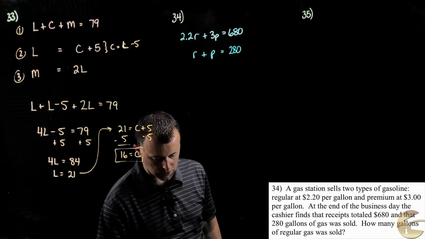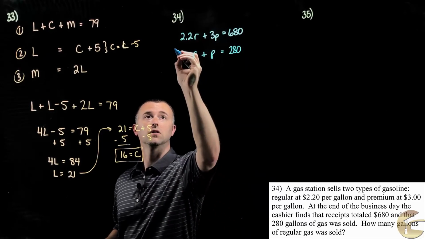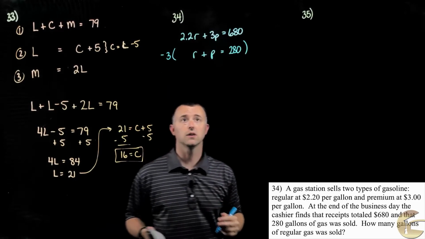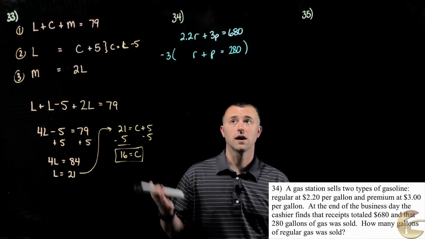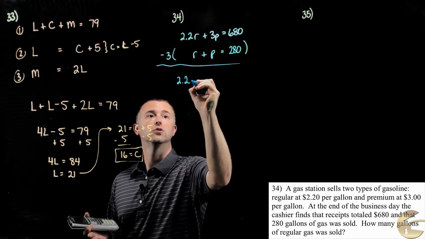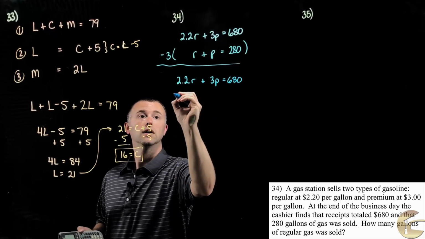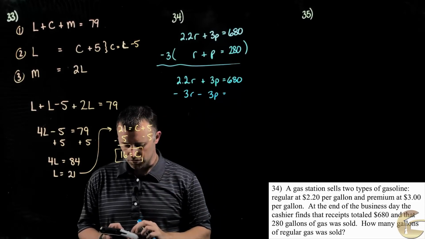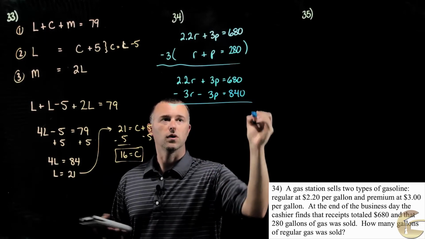So now what we're going to do is we're just going to solve this. Figure out what method you want to use. I'm going to use the elimination method, and I'm going to solve this by multiplying this second equation by -3. That's going to allow me to eliminate the P. And they want you to solve for R anyway, so that's even better. That's going to leave me with these equations written in terms of R. So it's going to be 2.2R plus 3P equals 680. That's your first equation. The second one is -3R minus 3P is equal to 280 times 3, which is going to equal 840.